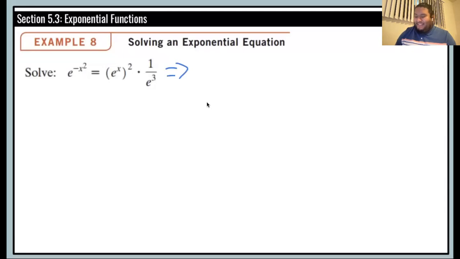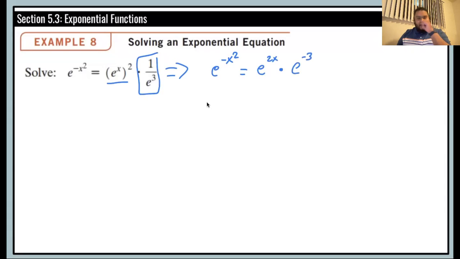All right, so we're going to do this part, okay? We're going to rewrite this, all right? We're going to keep e to the negative x squared the same. Where this is a power to a power, so we're going to rewrite that as multiplication, so e to the 2x. And then because this is negative, we're going to rewrite that as e to the negative 3, okay?